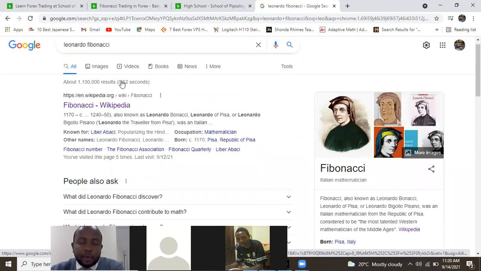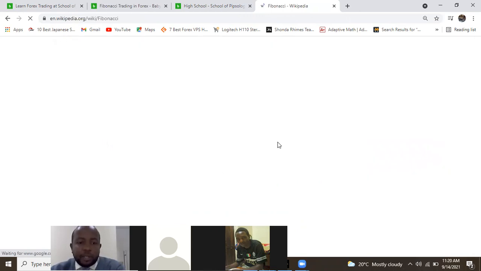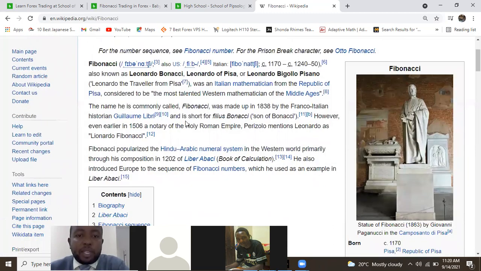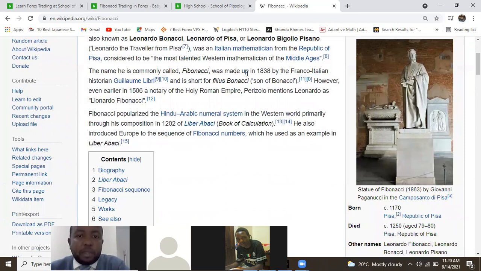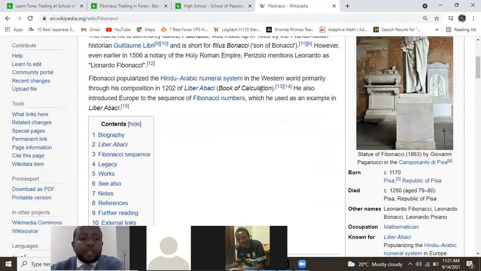It was around 700 or 800 years ago when he was able to discover the natural proportions of things in the universe. So you can see he was an Italian man from the Republic of Pisa, a most talented mathematician. He is commonly known as Fibonacci, a name made up by this guy, short for Filius Bonacci. So what did he do? He popularized the Hindu-Arabic numeral system in the Western world, primarily through his composition Liber Abaci. It's also called the Book of Calculation. So this is pure math.